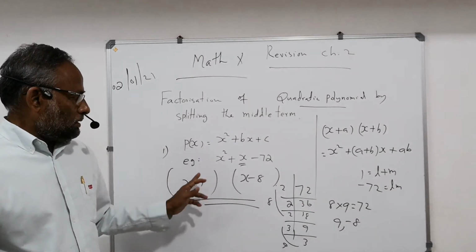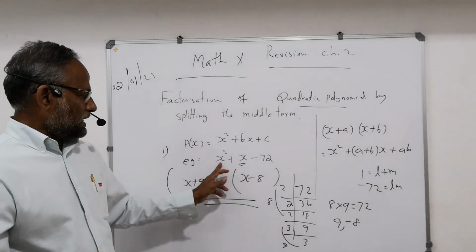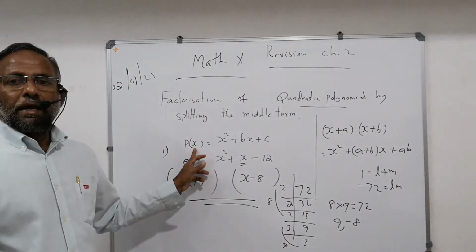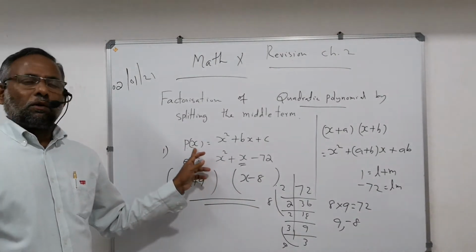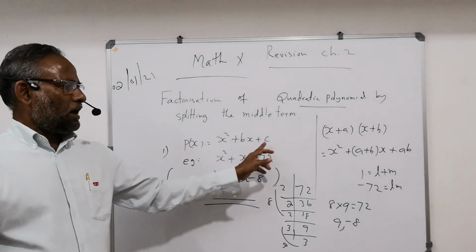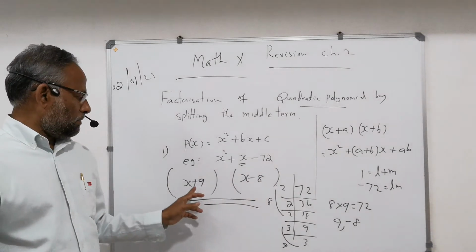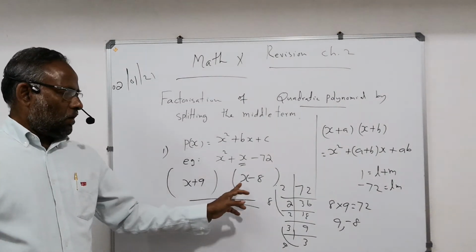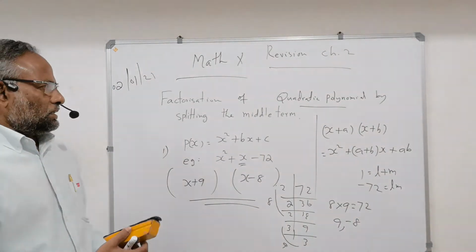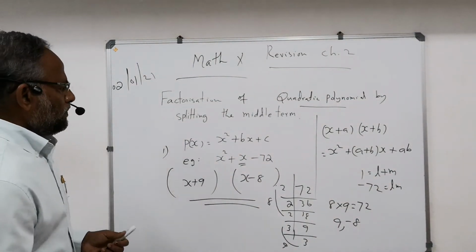x is already there. Why is x there? Because x is the variable here. It is Px, a polynomial in x. Suppose it is a polynomial in y. We can say Py is equal to y square plus by plus c. Then here it will be y plus 10 and y minus 8. Okay? I think you understood this one. There is no confusion. It is easy.